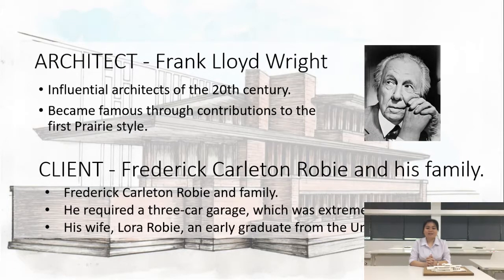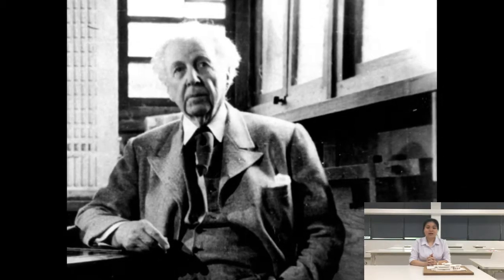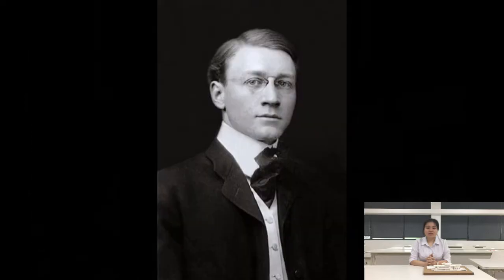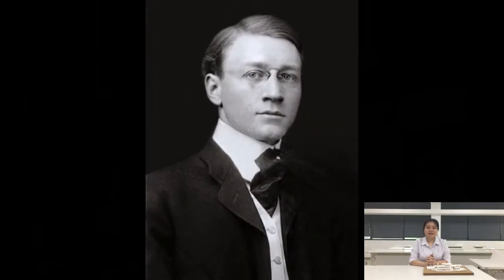Robie House was designed by Frank Lloyd Wright, one of the most influential architects of the 20th century. Wright became famous through his contribution to the Prairie style of American architecture. The Robie House was designed for Frederick Carlton Robie and his family.